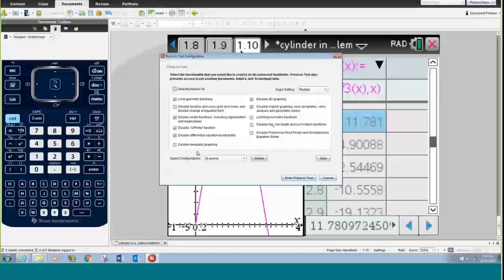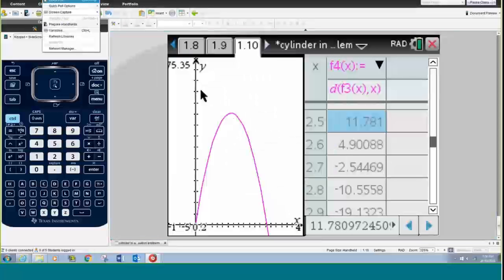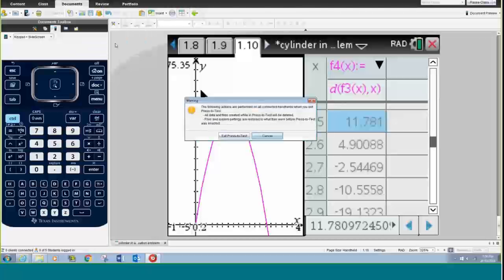So if you have the configuration here, like IB exams, we limit geometry, disable vector, those ones, 3D graphing, implicit, but the rest stays. And then if I now have my class connected wirelessly with the hubs, and I say enter Press-to-Test, it goes to all kids' calculators and they are set in this mode. And once they do the test, towards the end of the class, you can go to Tools and Prepare Handhelds, and then you do Exit and you send that again.